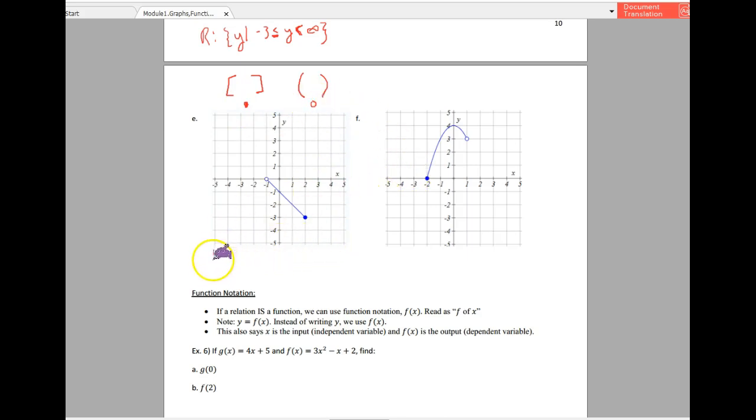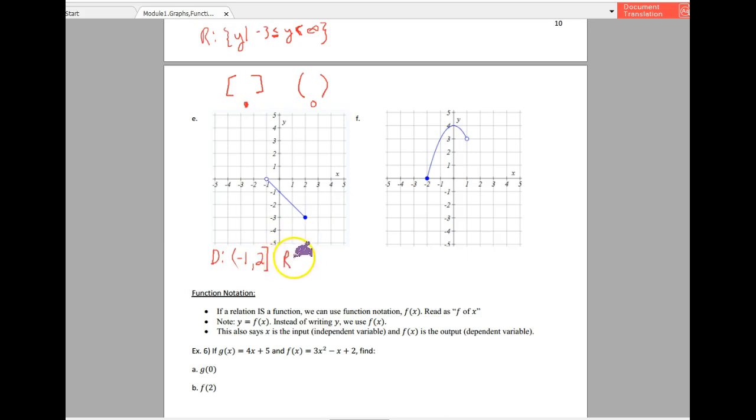Alright, so domain. How far left and right? The furthest left I see is -1, and I have an open circle. So I'm not going to include it. I'm going to say I'm going up to that point, but not including it. From -1, it's a continuous line, so I can put in interval notation. The furthest right I see is 2. Now that one is a closed circle, so I'm going to include that in my domain.